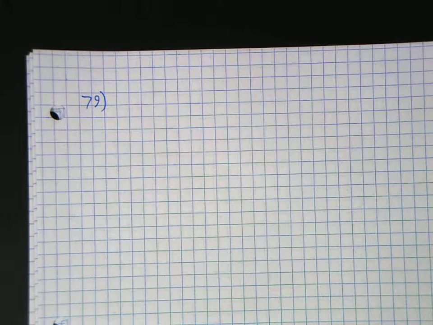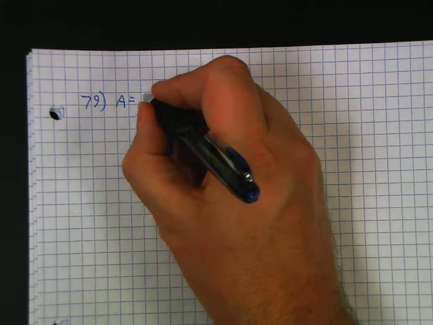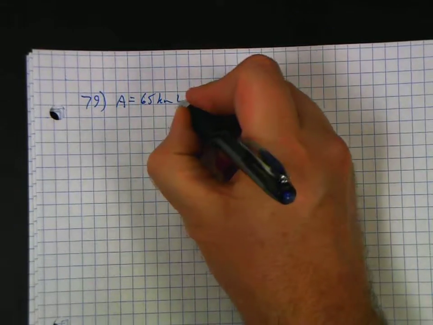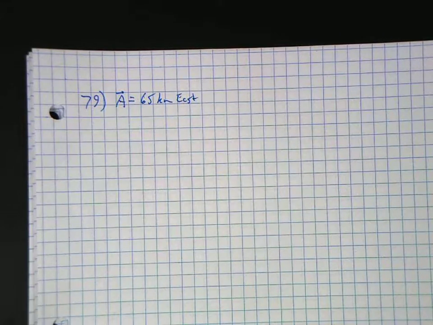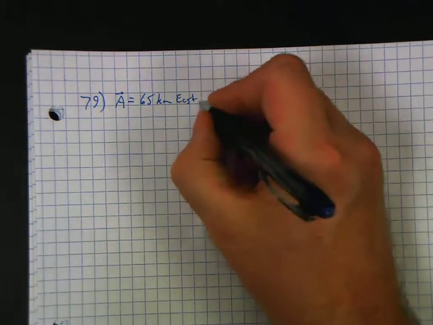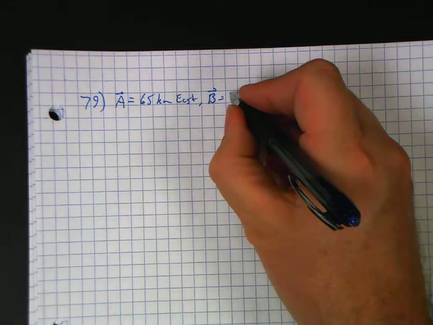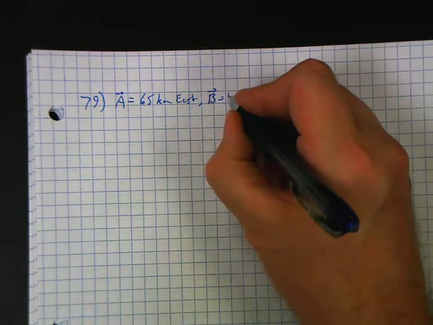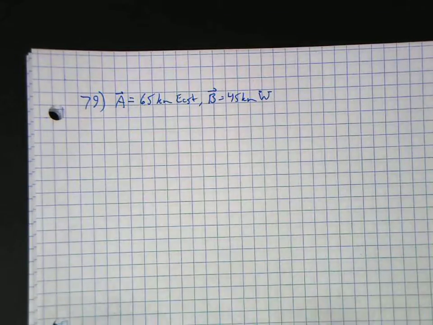Number 79 says a car moves 65 kilometers due east. That's vector A. Vector A is equal to 65 kilometers east. That makes it a vector. And then the same car goes 45 kilometers due west. So our second vector, which we're going to call B, is equal to 45 kilometers due west. This is a truly simple problem.